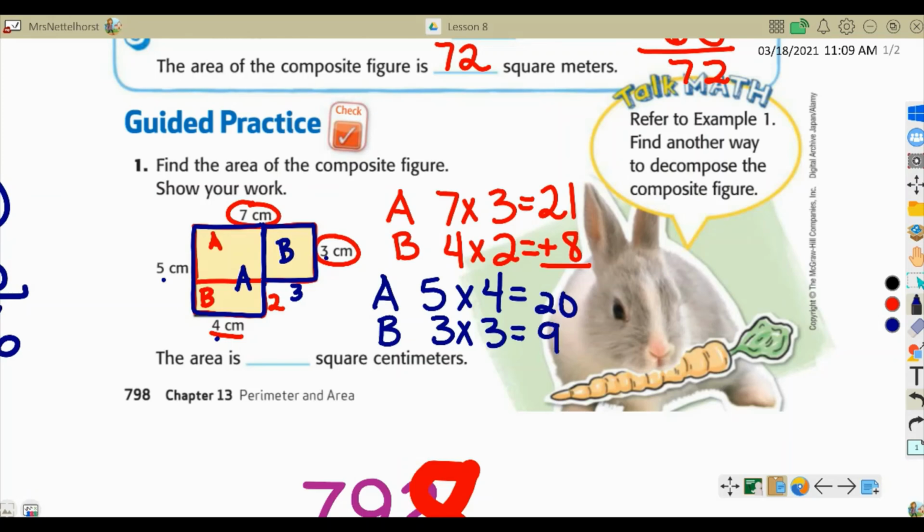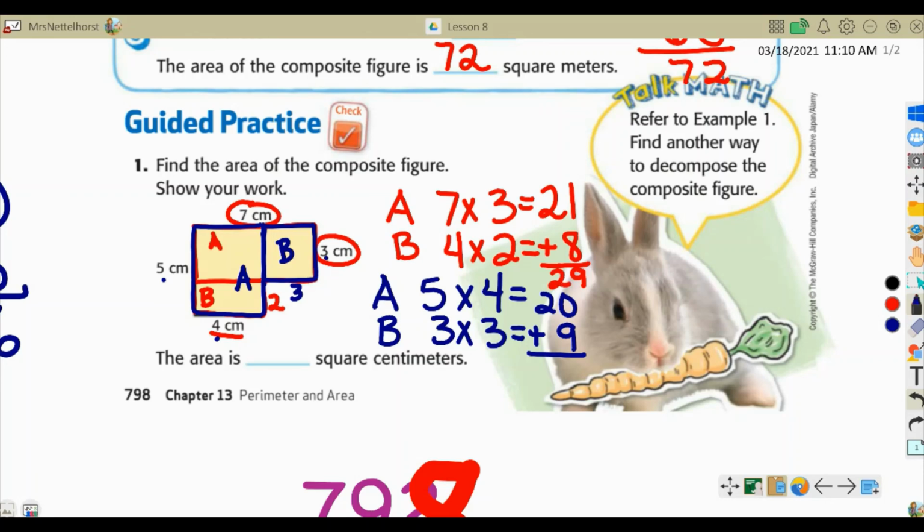Okay, if you are the blue rectangle people, you're going to pause your video and add those two areas to come up with the area of the total figure. Okay, red people, this is your turn. 21 plus 8 is 29. Sorry, I did it in the wrong color. Okay, 1 plus 8 is 9. 20 plus nothing is 20.